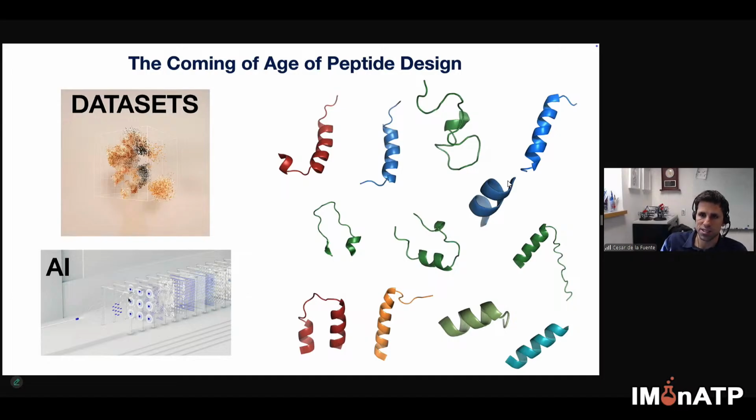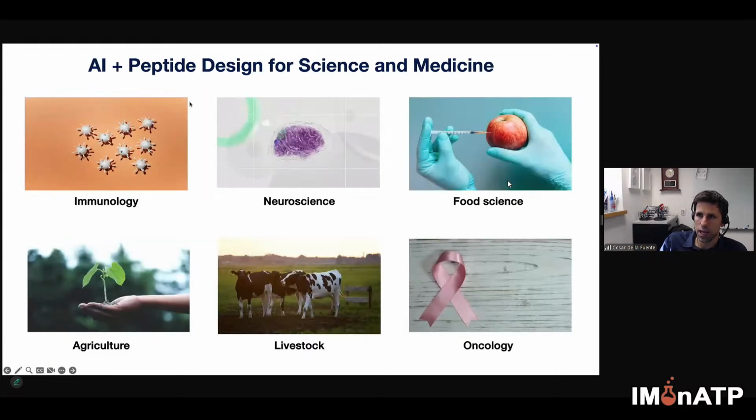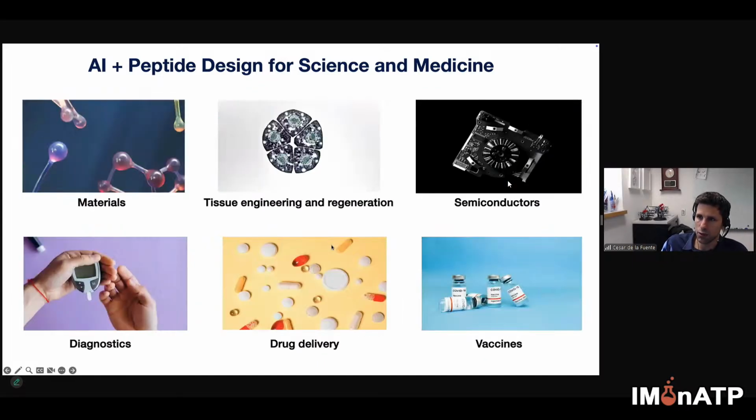So in the future, I'm excited about the prospects, and I'm excited about applying AI and peptide design in fields like immunology, and we're already doing that, neuroscience, food science, agriculture, livestock, oncology, and many, many other fields like materials, tissue engineering, diagnostics, and we're collaborating with people to do some of these other applications as well. So it's really an exciting time for peptide design enabled by AI and by data and automation.